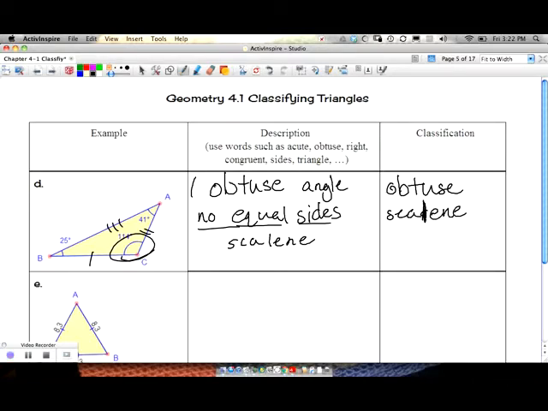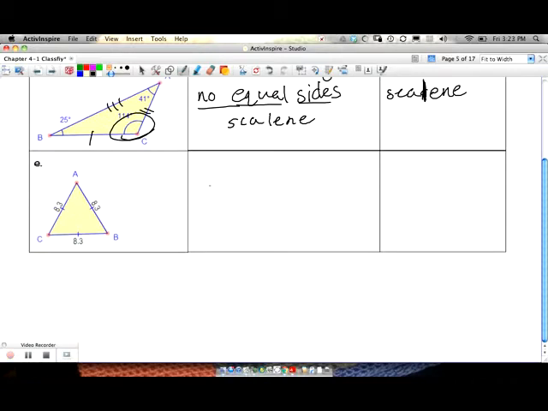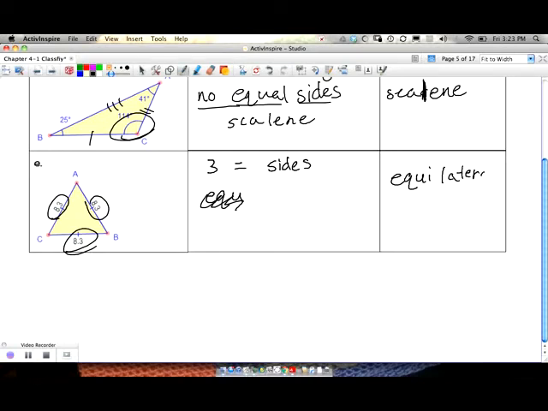All right, this next one. Ooh. This side's 8.3, that side's 8.3, that side's 8.3. For that to work, that means that we have three equal sides. In other words, it's going to be equilateral. Actually, let's write that over here. It's going to be equilateral, because lateral talks about sides.